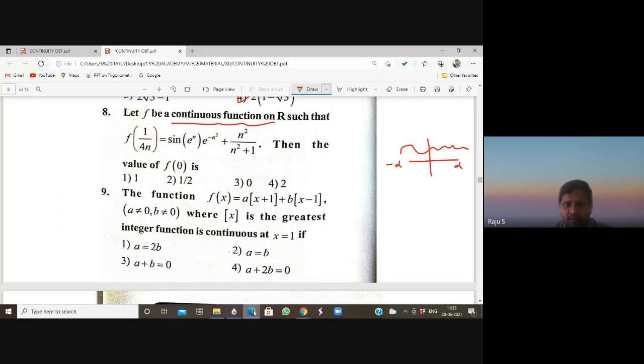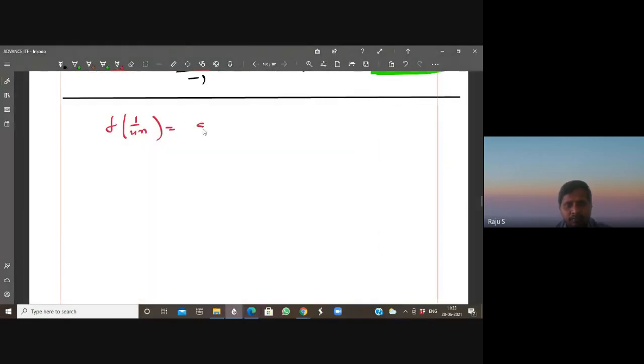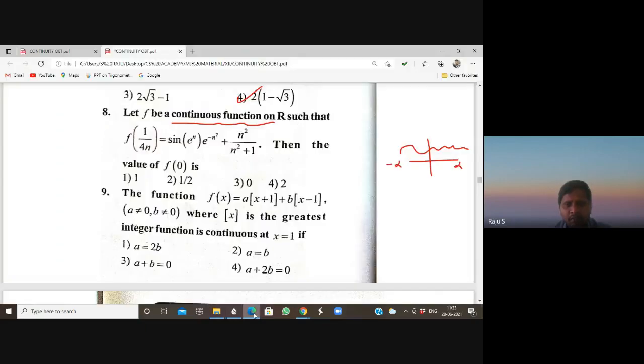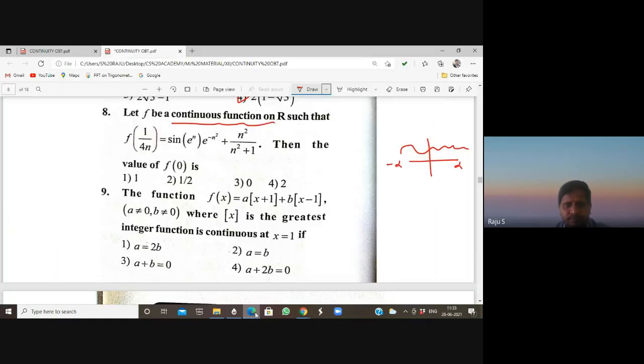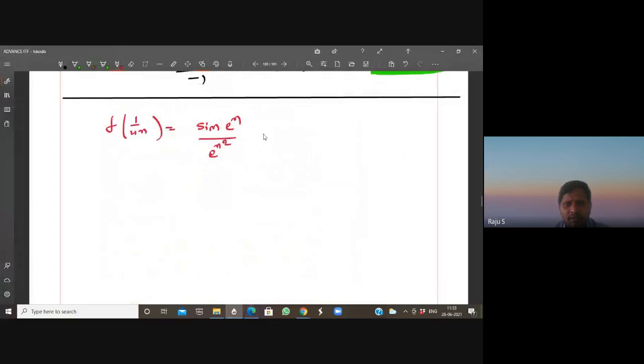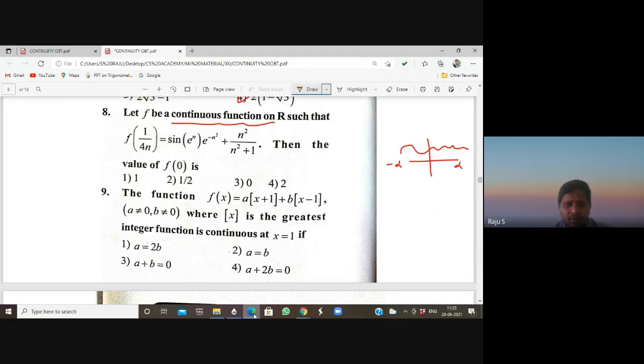Don't think that it is difficult. They are given in terms of n. So sin e power n. Shall I write here e power minus n square? Shall I write the denominator e power n square? Yes, we can write. Then plus n square by n square plus 1.